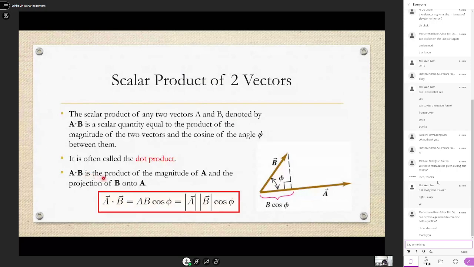The actual definition is the product of the magnitude of A and the projection of B onto A. When we say projection of B onto A, you see B is here. If you project it like a shadow, if you take a light and shine from the top, you project onto A, you will get B cosine phi. So it's actually A times this projection. That's why AB cosine phi. But just remember dot product as AB cosine phi.